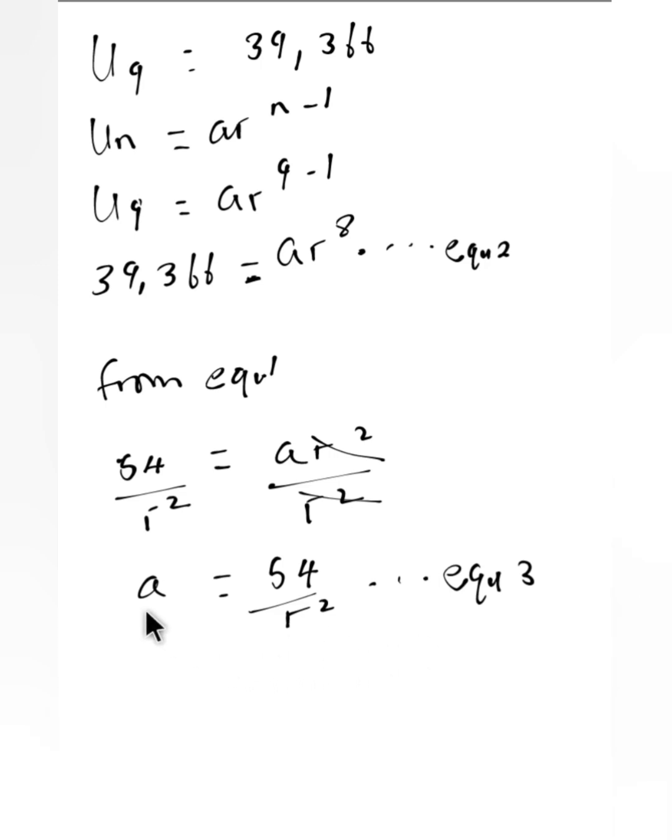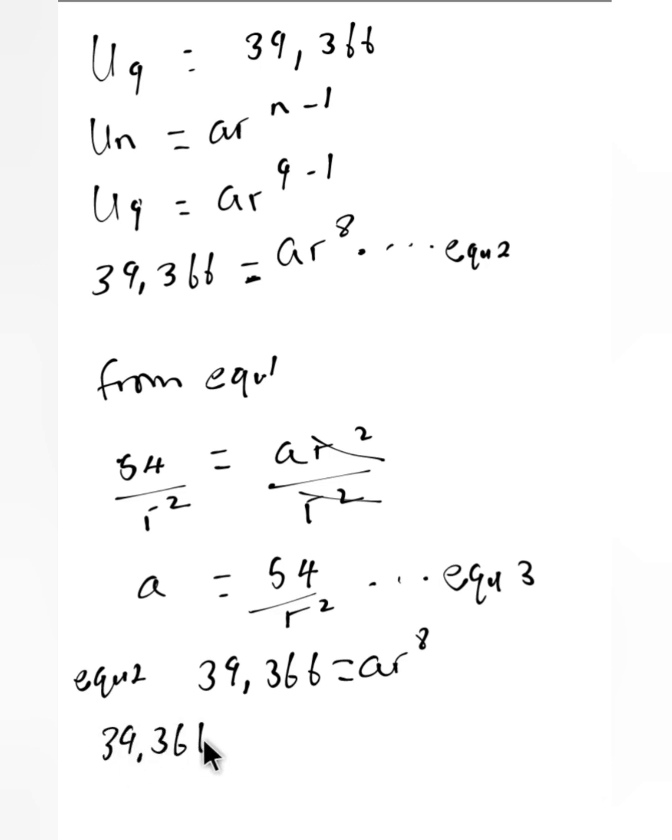We're going to substitute equation 3 into equation 2. Recall that equation 2, which is 39,366, is equal to a r raised to the power 8. Now substituting equation 3 into equation 2, we have 39,366 is equal to a. A is equal to 54 over r squared. So it becomes 54 over r squared times r raised to the power 8.